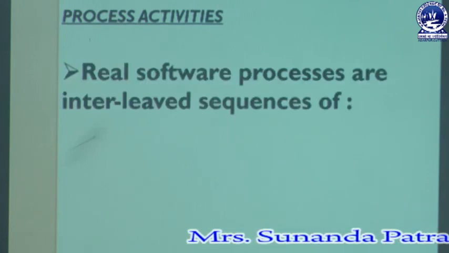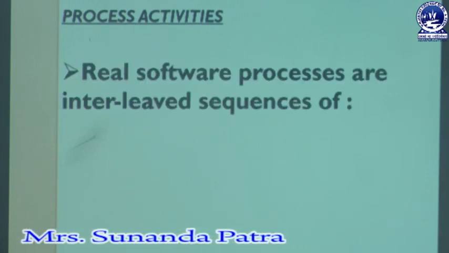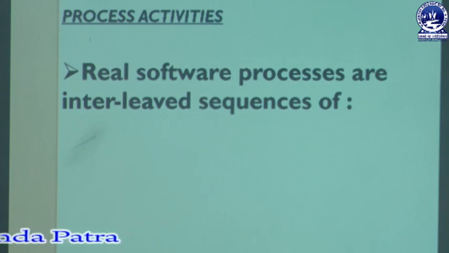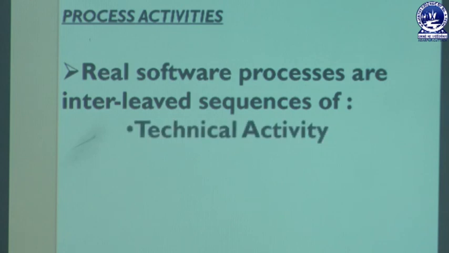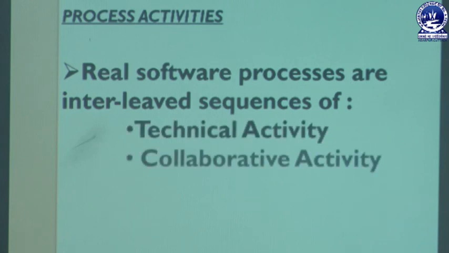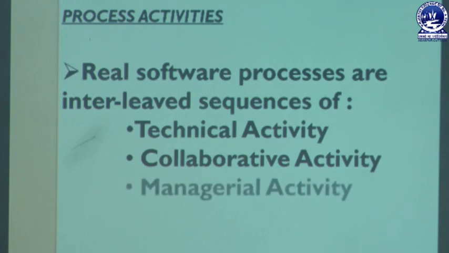Actually, the real software processes are an interleaved sequence of 3 main activities, and by carrying out the 3 main activities we can achieve our main goal, that is specification, design and implementation, testing and evaluation. So, what are those activities? Those activities are the technical activity, the second is collaborative activity, and the third is managerial activity. So, what actually do technical, collaborative and managerial activity mean?